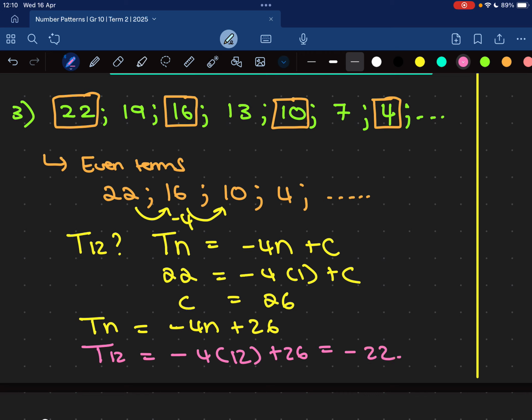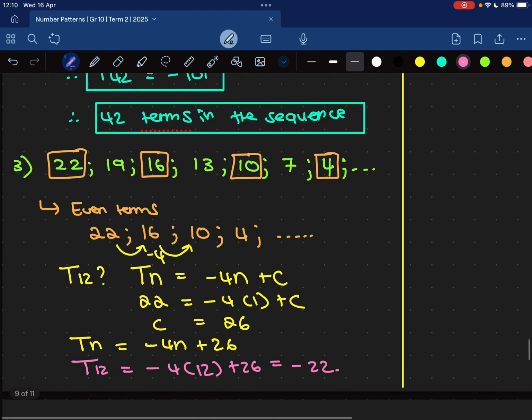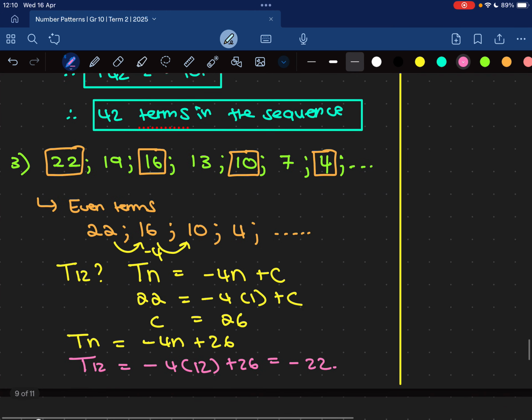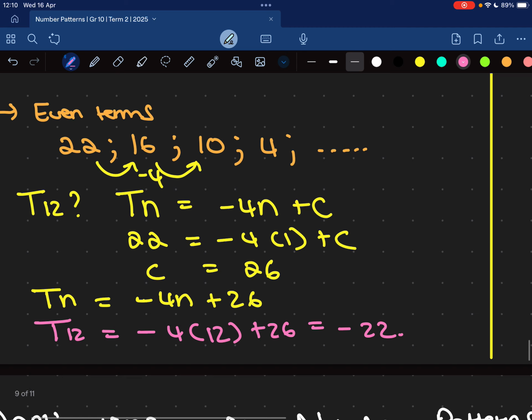Okay, so if we look at the value that was given to us, the next question is the 12th value term in the sequence. However, we have to take note of the fact that now we're trying to find the odd value term.